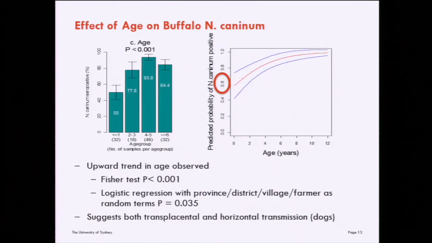So we also found that neospora in buffalo generally increased with age. We used the Fisher's test to confirm this, but we also used a logistic regression where we were able to account for the background noise by including province, district, village, and the farmer as random terms, again showing that age was significant. And when we predicted the probabilities, this graph shows that when buffalo are born, there's a 60% chance that they are seropositive, suggesting that there is a vertical transmission, which is quite efficient. But because this increases over time, it also implicates village dogs in the transmission.